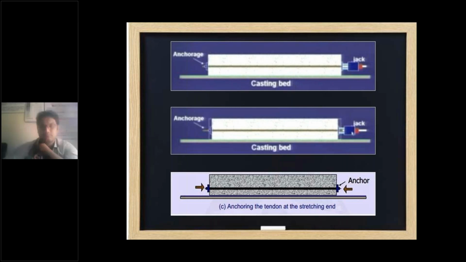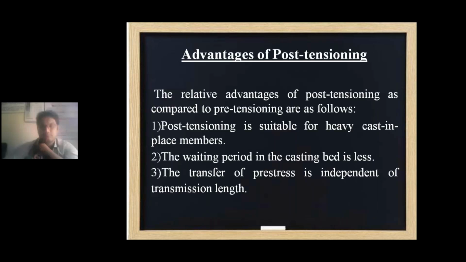But for a few elements, for small elements, they will do anchoring at one end, and they pull from the other end. That is one way of doing it. And finally, anchoring the tendon at the stretching end, they will cut the other end also, and then the concrete will get squeezed, and the concrete will be induced with huge compression stresses. So this is how the post tensioning stages are.